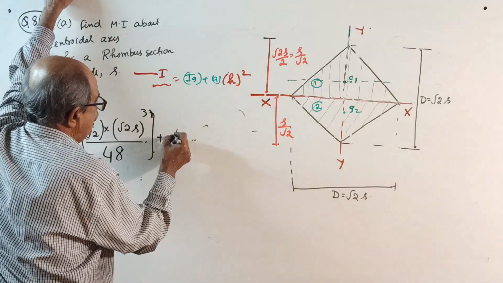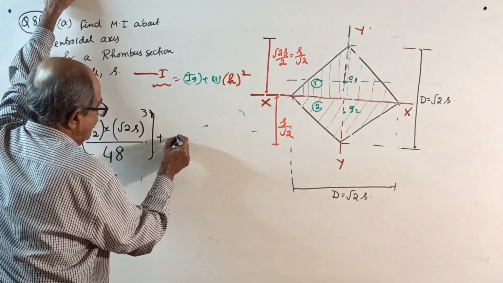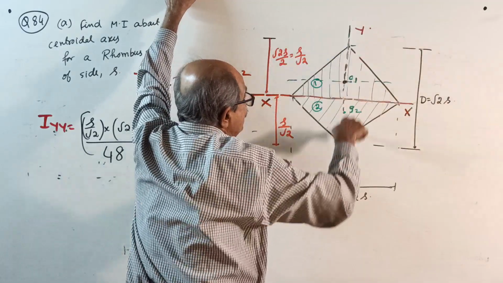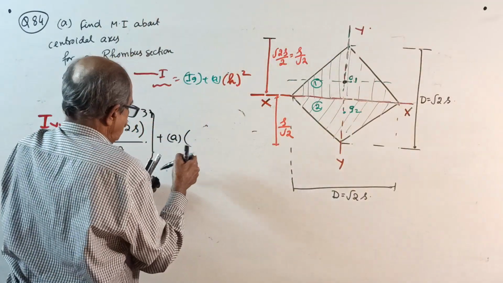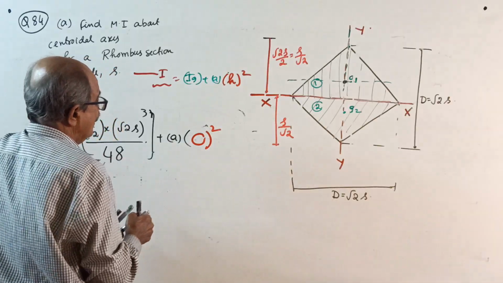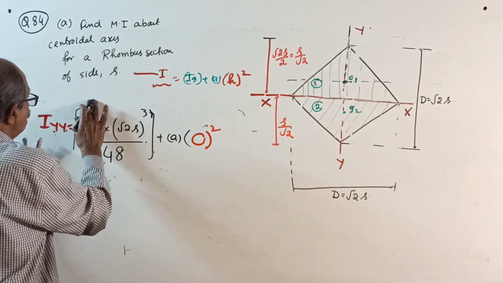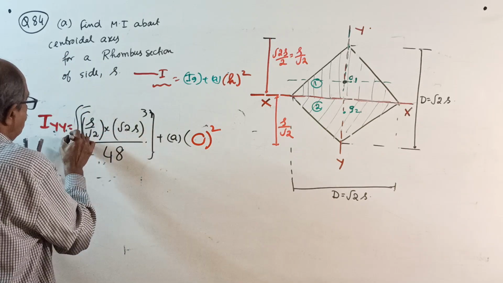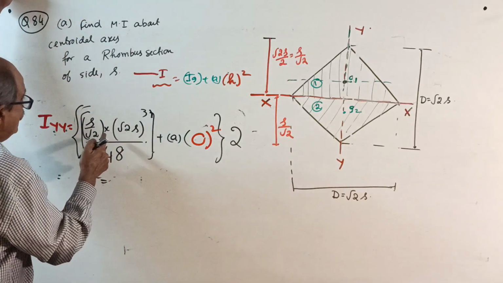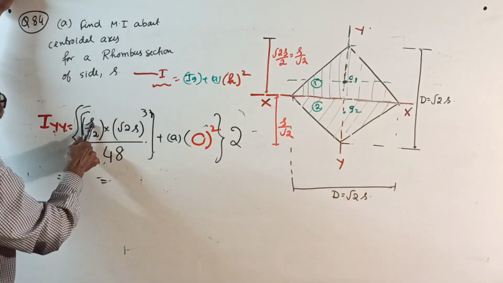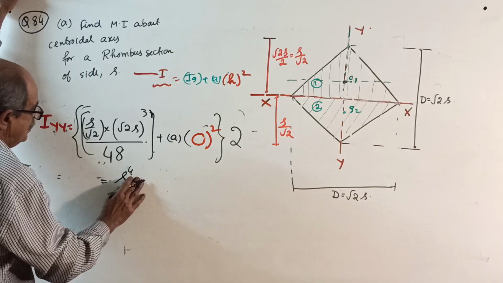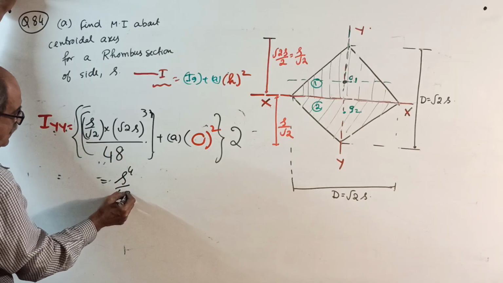Plus area into this, G1 lies on yy, so into 0 square. Since it is 0 square, why should you waste time finding the area? Okay, but multiply everything by 2. That will give you s into s cube, s power 4 by 48 here.